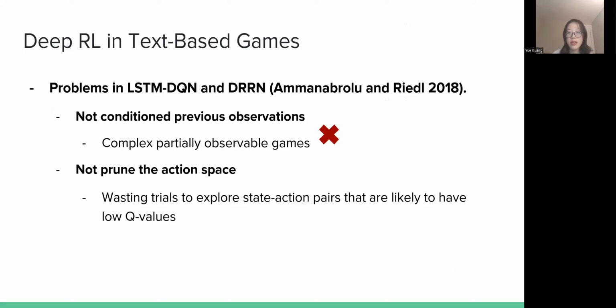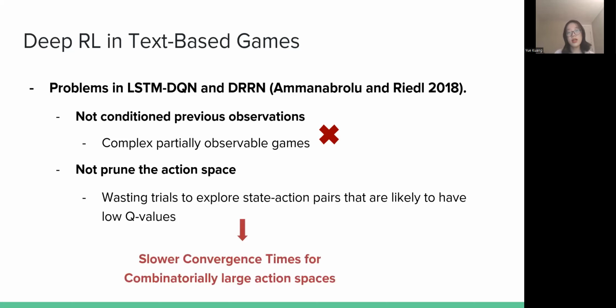With the improvement in testbeds for reinforcement learning agents, in the same year, researchers pointed out the shortcomings of the two models we introduced before, that is LSTM-DQN and DRRN. Firstly, they are not conditioned on previous observations, and so are at a disadvantage when dealing with complex, partially observable games. Additionally, neither of these approaches prune the action space, and so end up wasting trials exploring state-action pairs that are likely to have low Q values, likely leading to slower convergence times for combinatorially large action spaces that arise from games with different objects and the nature of natural language.